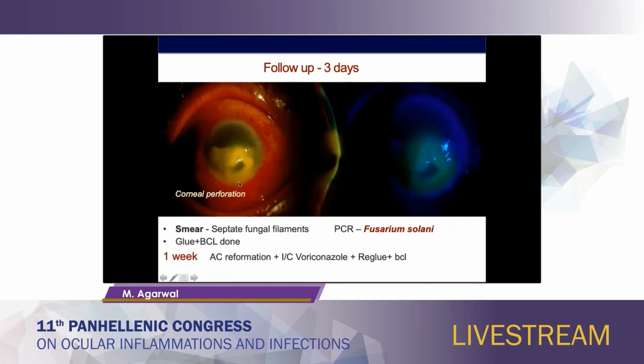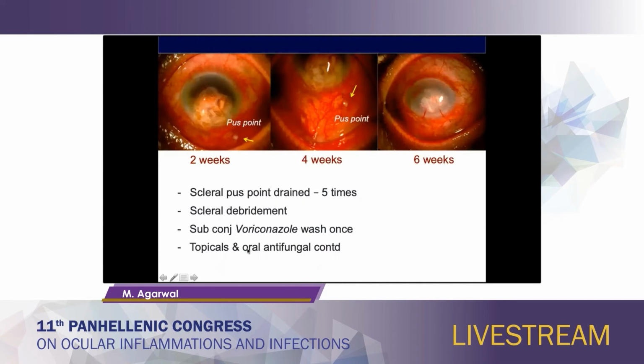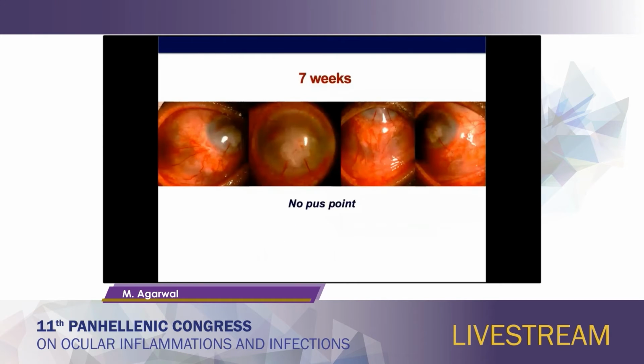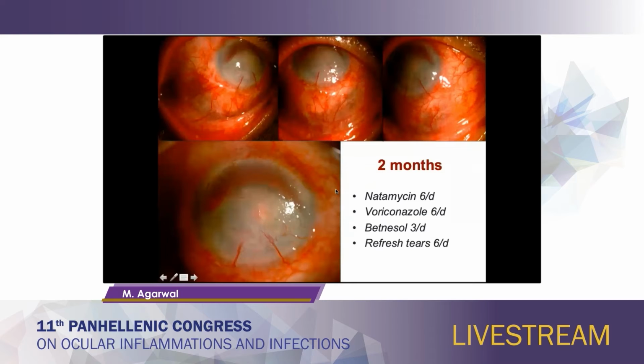In 3 days, the cornea perforated, and at this point, a repeat scraping showed Fusarium solani. The AC was reformed. A glue and bandage contact lens were done. And this is the patient post cyanoacrylate glue application, but we still see pus points in the inferior quadrants. So 6 times we drained the pus, did scleral debridement, and a subconjunctival voriconazole wash was also done, and topical and oral antifungals were continued. At 7 weeks, he was responding. And this is at 2 months. This is a corneal scar with complete healing of scleritis.